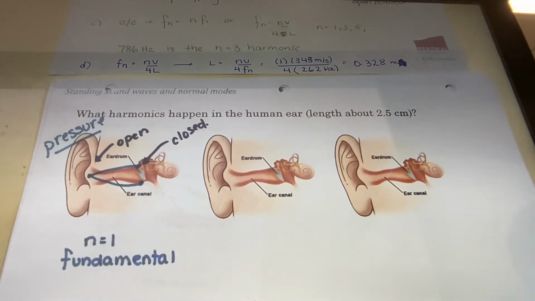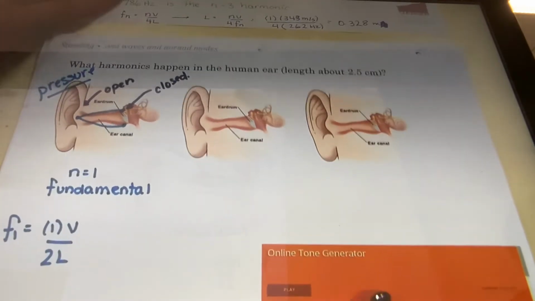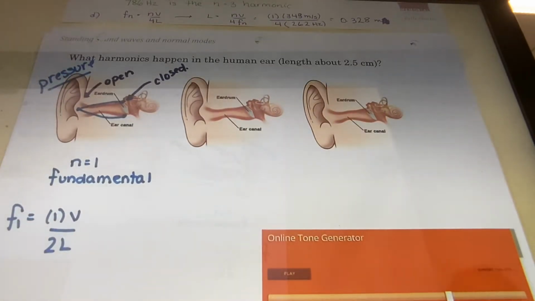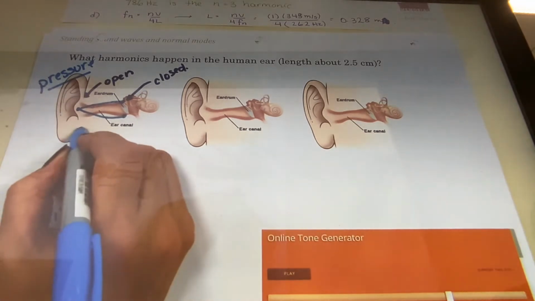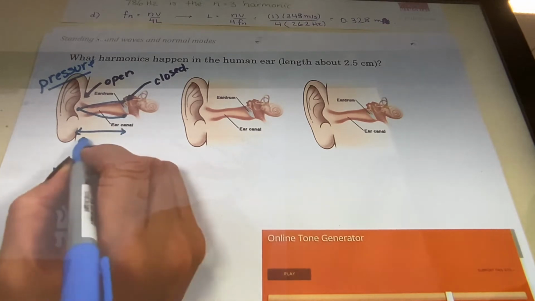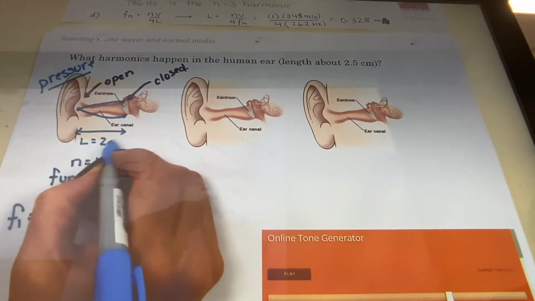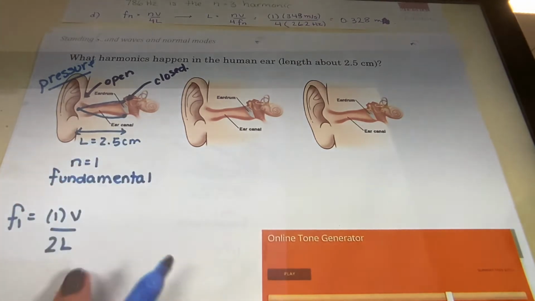If we want to define that frequency, F1 is equal to n, which is 1, times V over 2L. Okay. Let's apply 2 bits of biology here. An average eardrum is about 2.5 centimeters. I'm sure there's bits of variation in different humans, but an average one is 2.5 centimeters. That takes care of our L.